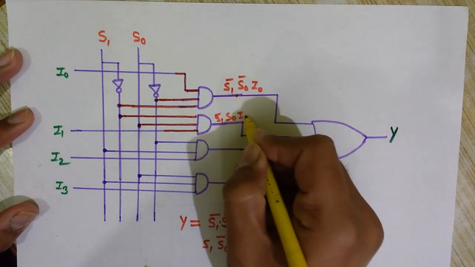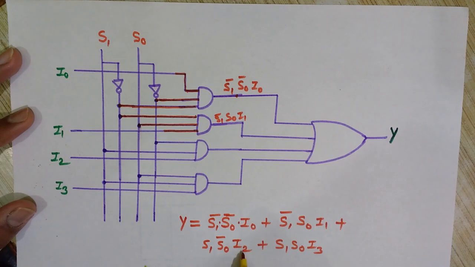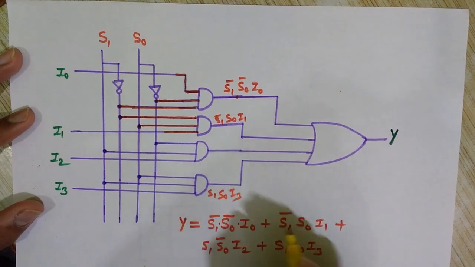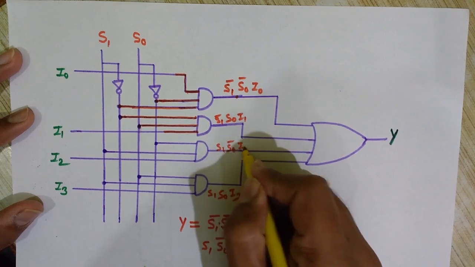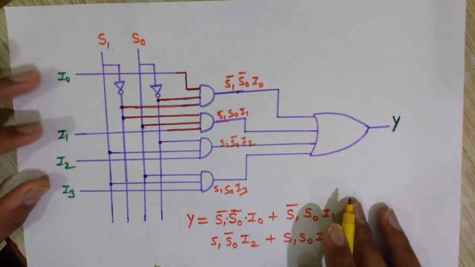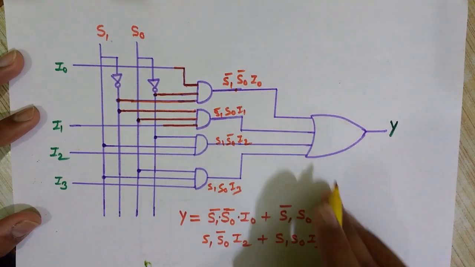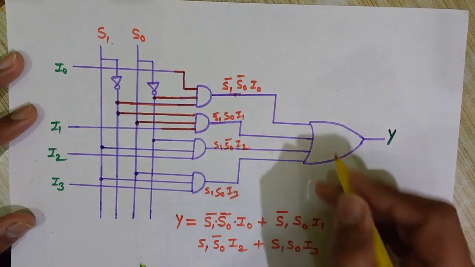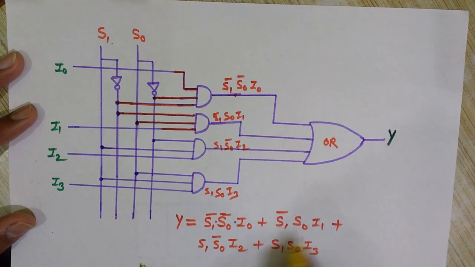In the same way, I will get S1, S0 bar, I2 at this point, and S1, S0, I3. So here I have S1, S0, I3. And this output is S1, S0 bar, I2. So at the output, I will have four AND gate outputs. All these four AND gate outputs will act as inputs to this OR gate. These are AND gates, this is the OR gate. The OR gate will add all these four.